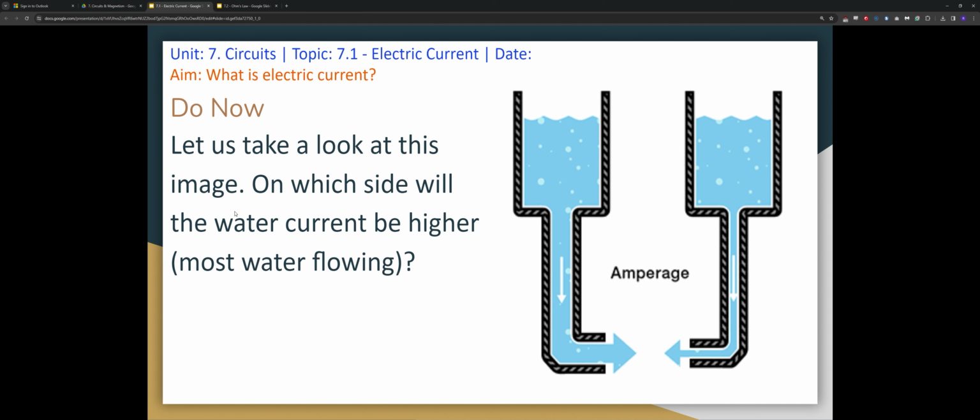And so let's take a look at this do now. The do now question is really just asking, you have two tanks, and which tank is going to have the highest water current? Highest water current being the most water flowing. And we take a look at the two. Most of you are going to say the left tank, because there's a larger pipe, there's more water flowing through the pipe at any given point in time.